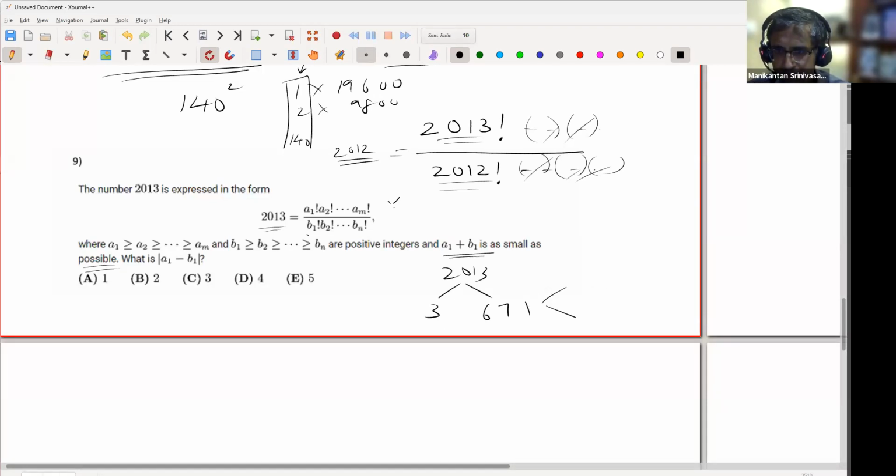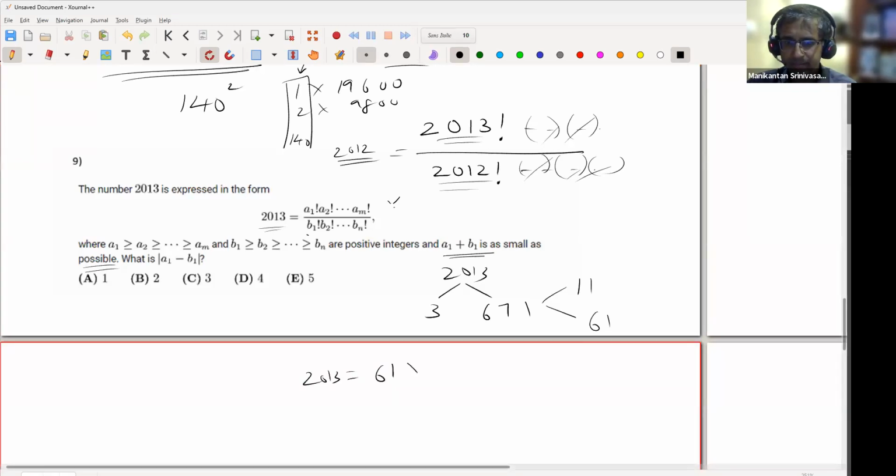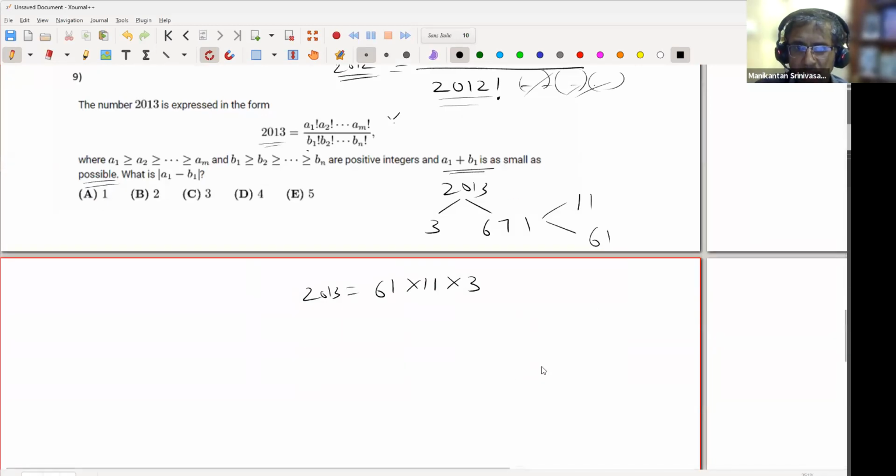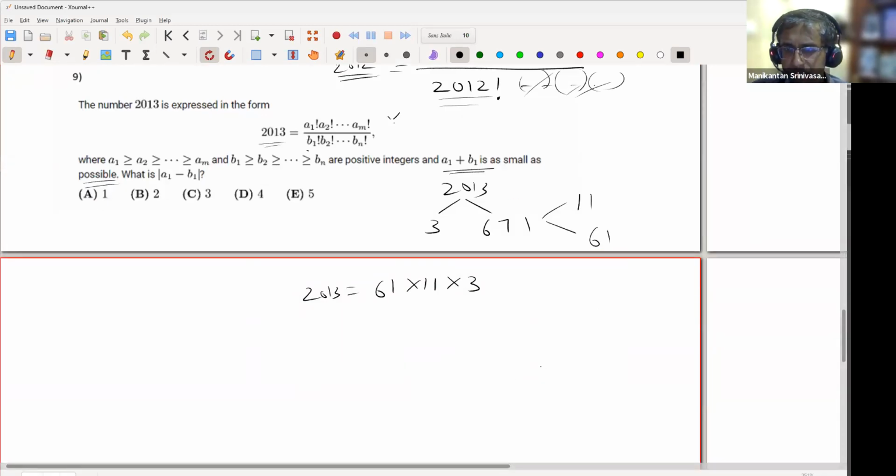We just did a previous problem along similar lines. So this is 11 and this is 61. Okay, so 2013 is 61 times 11 times 3. So if this is the product that we want, one example could be, let's say this A1 was 61 factorial and the corresponding B1 was 60 factorial.